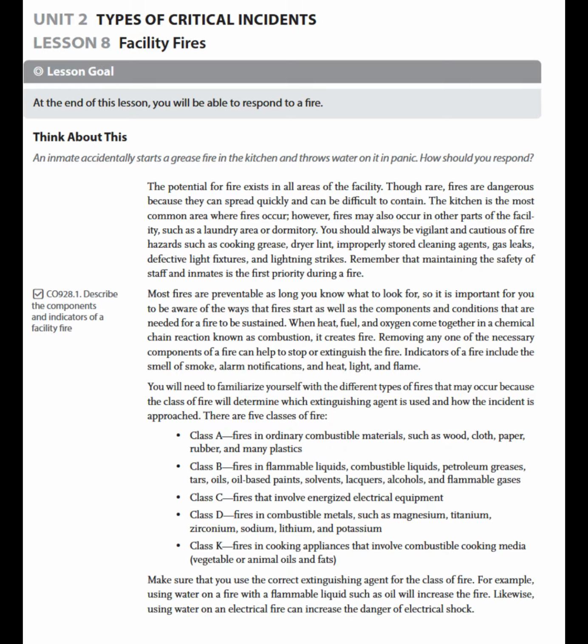Make sure that you use the correct extinguishing agent for the class of fire. For example, using water on a fire with a flammable liquid such as oil will increase the fire. Likewise, using water on an electrical fire can increase the danger of electrical shock.